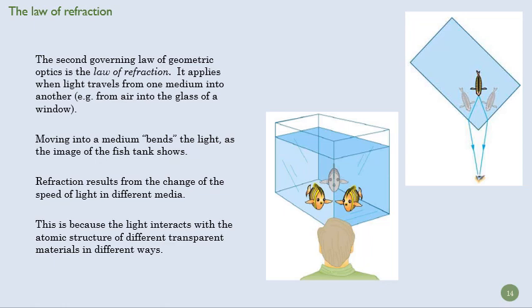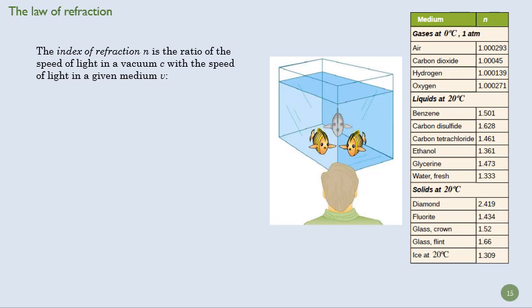So we're going to have a good law of refraction, a good equation, but before we do that, we have to think about that difference of the speed of light. So we have to talk about the index of refraction, which is the ratio of the speed of light in a vacuum to the speed of light in a given medium.